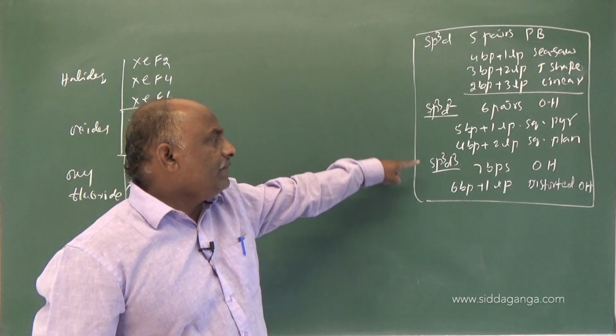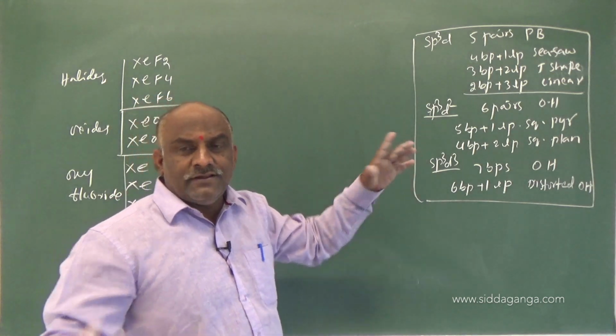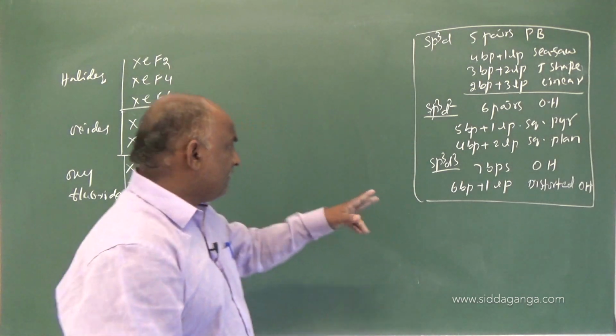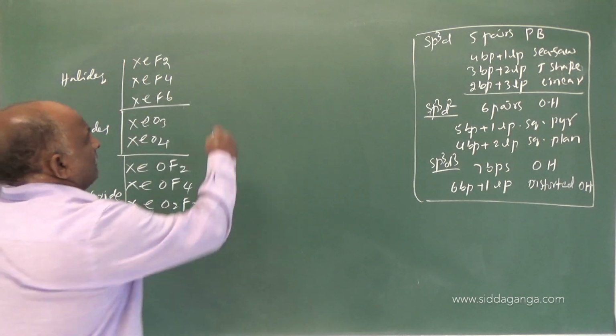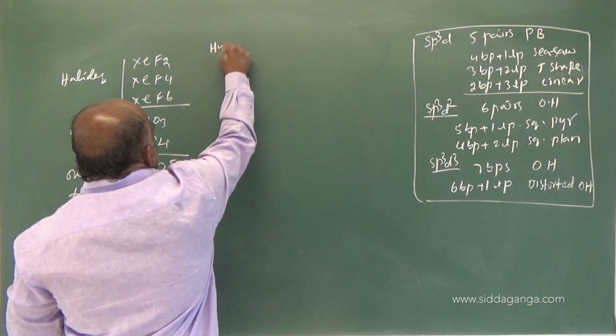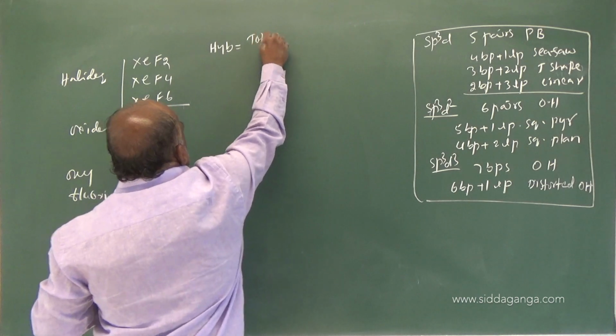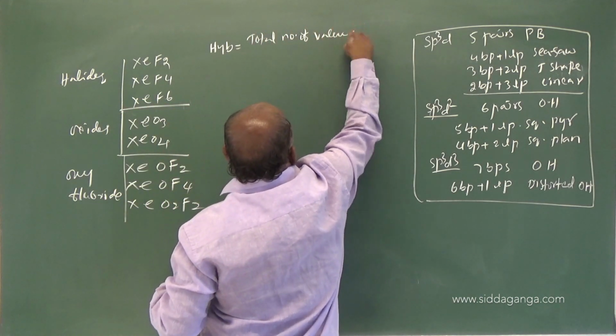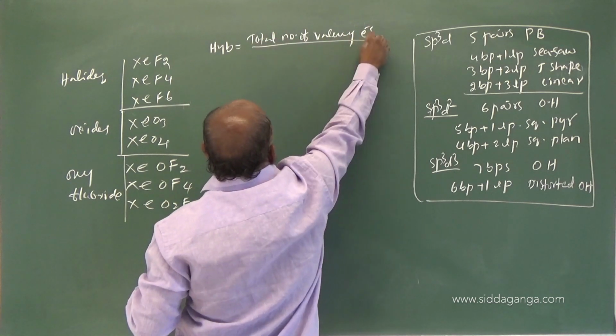sp3d, sp3d2, sp3d3. After that, how to calculate hybridization? This is a very important point, and based on this we calculate it. So here you should write: hybridization H is equal to the total number of valence electrons divided by octet.